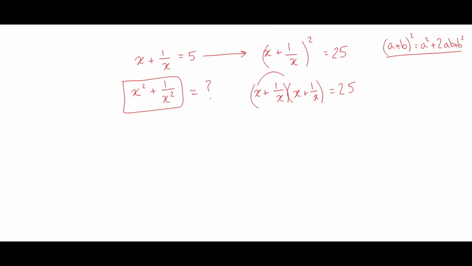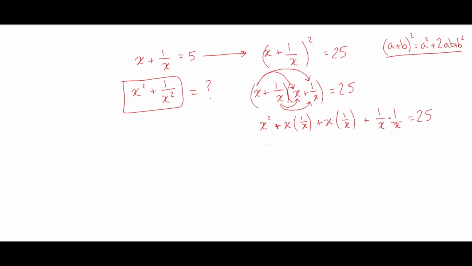Let's multiply the x by the x first. That gives you x squared. Now you multiply the x by the 1 over x. You get x times 1 over x. And so I'll write that plus x times 1 over x. And then you have another plus x times 1 over x plus 1 over x times 1 over x, which is just 1 over x times 1 over x. And this all equals 25.